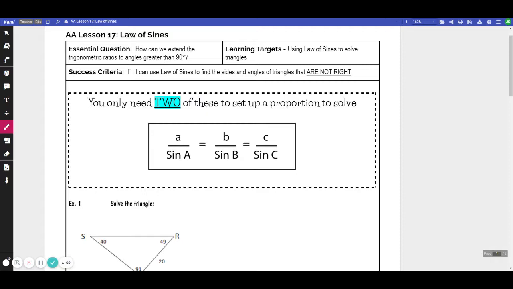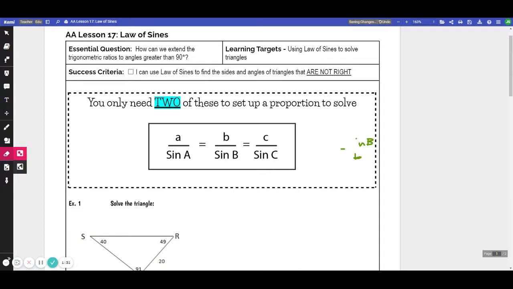So we're going to set up a proportion to solve. We need any two of these. Sometimes you'll see them written the other way, like sine over a equals sine. It doesn't matter. We're going to set up a proportion and cross multiply, so it doesn't matter which is on top and which is in the denominator.